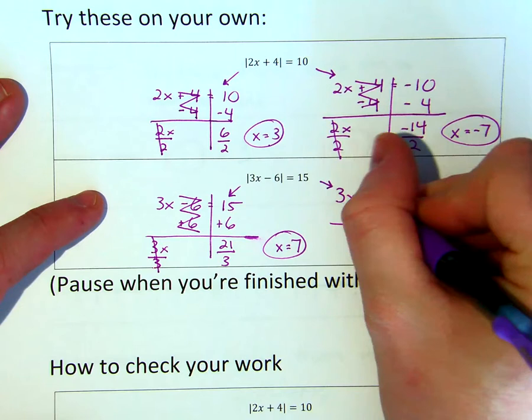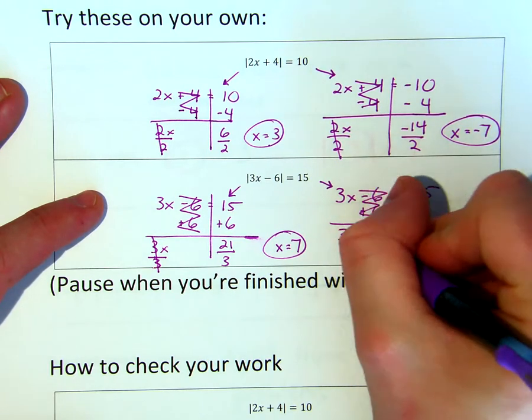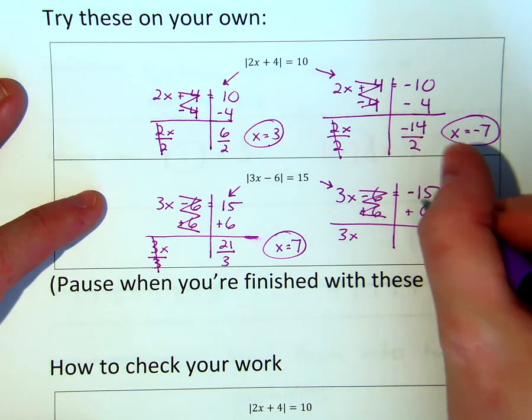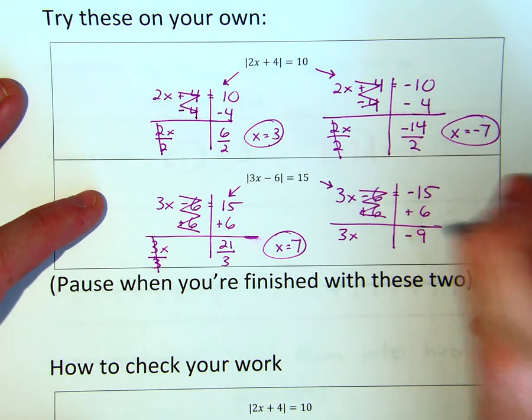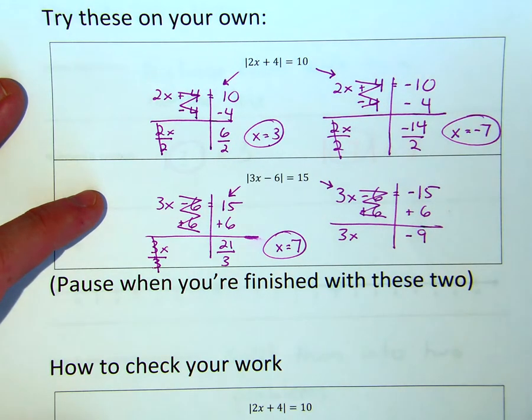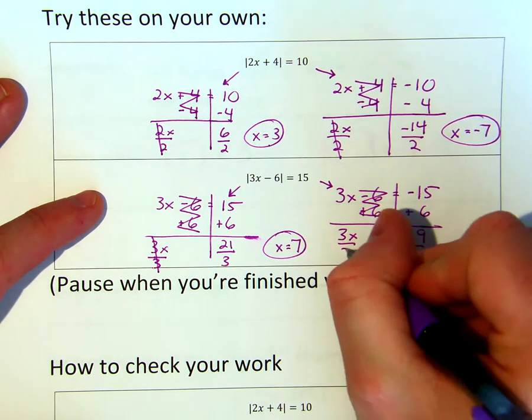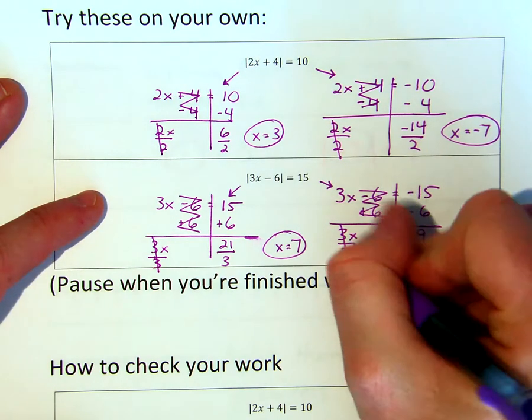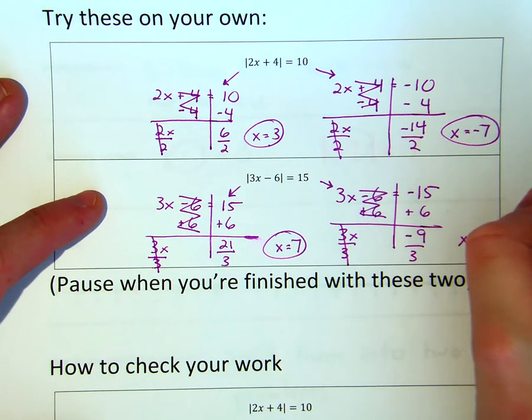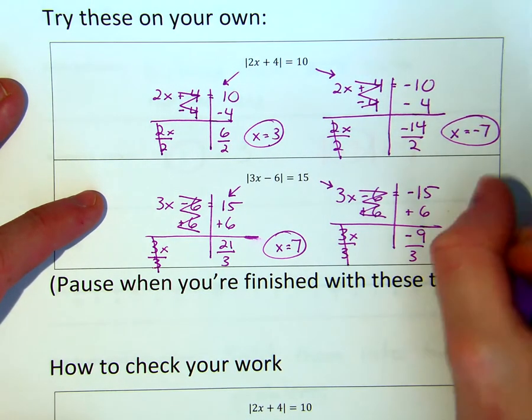We'll follow the same steps on the right side. 3x equals negative 15 plus 6, which is negative 9. Remember, if negative numbers trip you up, just use a calculator. It's a lot easier than making a mistake and getting the wrong answer. In this equation, x equals negative 3.